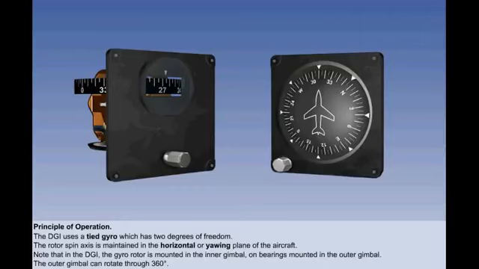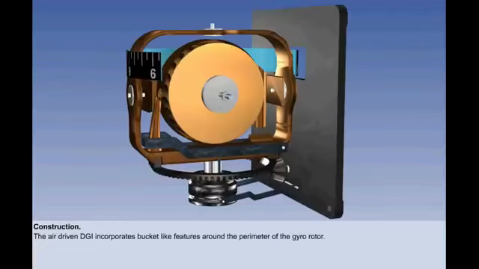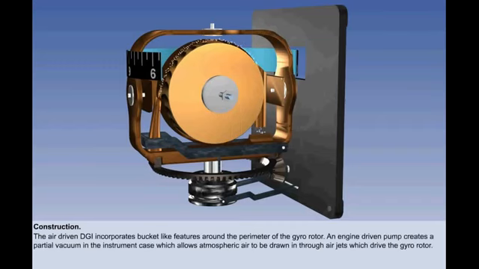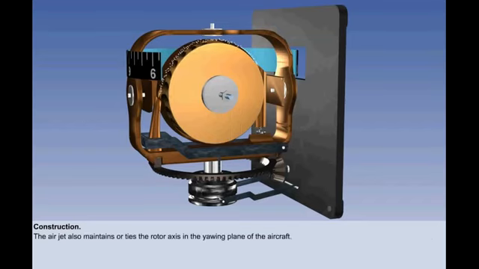The air-driven DGI incorporates bucket-like features around the perimeter of the gyro rotor, and an engine-driven pump creates a partial vacuum in the instrument case, which allows cabin air to be drawn in through an air jet, or in some cases, twin air jets, to drive the gyro rotor, as we can see here. The air jet not only spins the rotor, but also maintains or ties the rotor axis in the yawing plane of the aircraft.